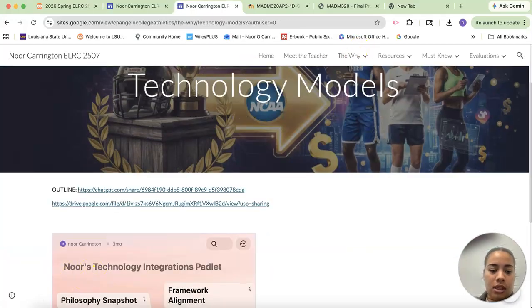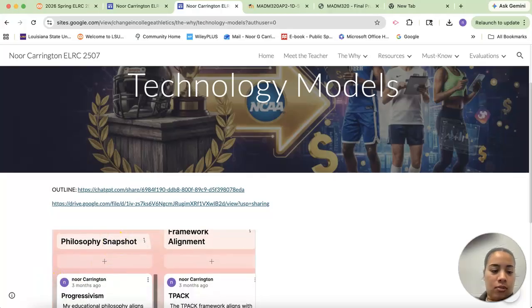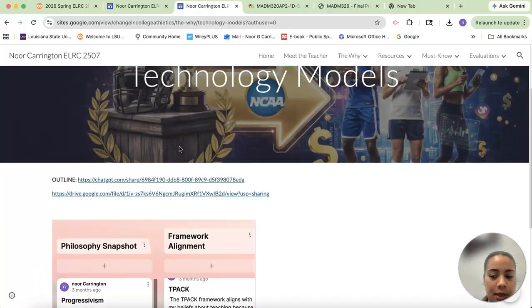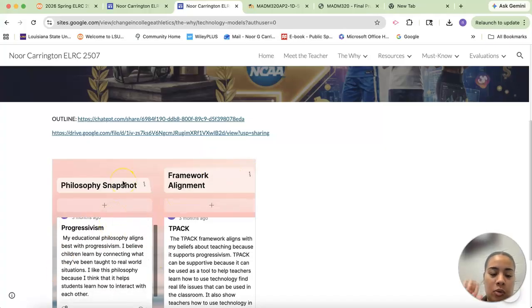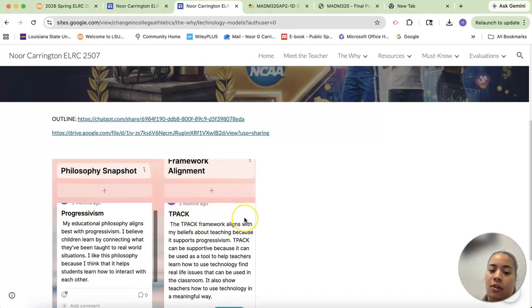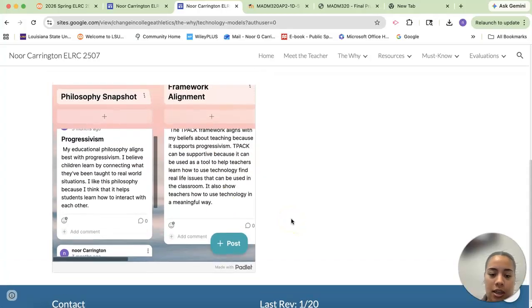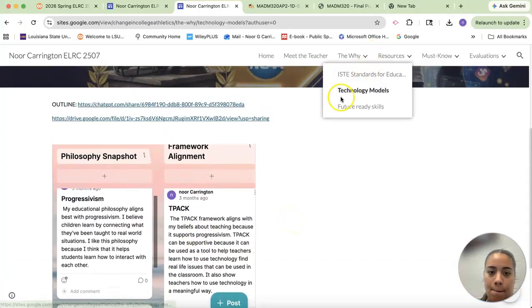And then I have the technology models. So here I'm talking about the philosophies I picked that I like, which is progressivism. I liked the way this philosophy taught children because it used real world situations. And then TPACK, which is the framework that aligns with progressivism that I chose. And that's just from Padlet.